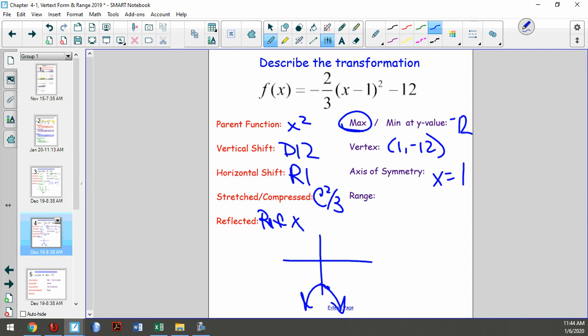What is the range? That's teamwork back there. It starts at -infinity, and then I stop running into the graph at the value -12, which is the height of that graph, and that is included in it. Do we all understand that?